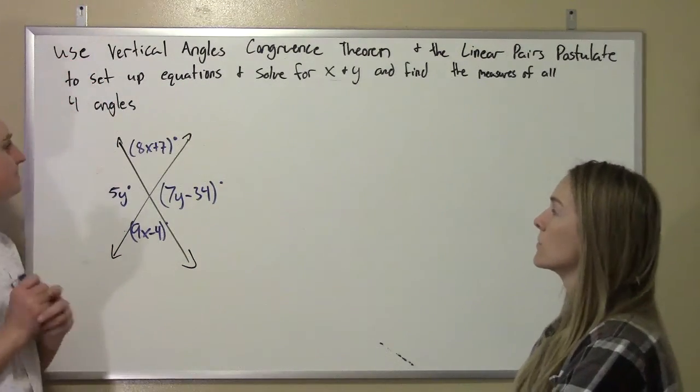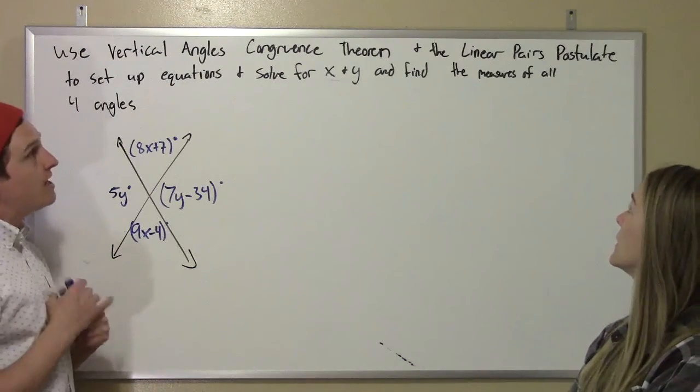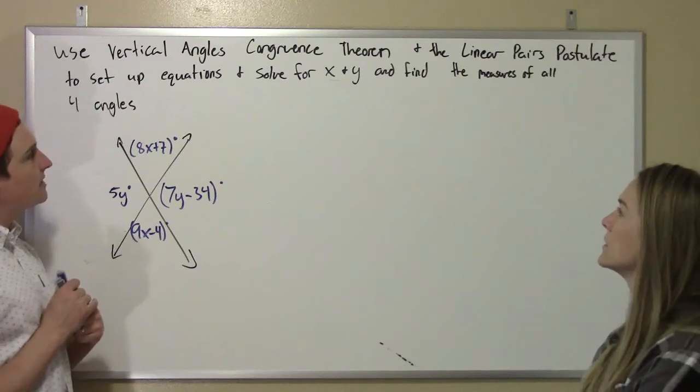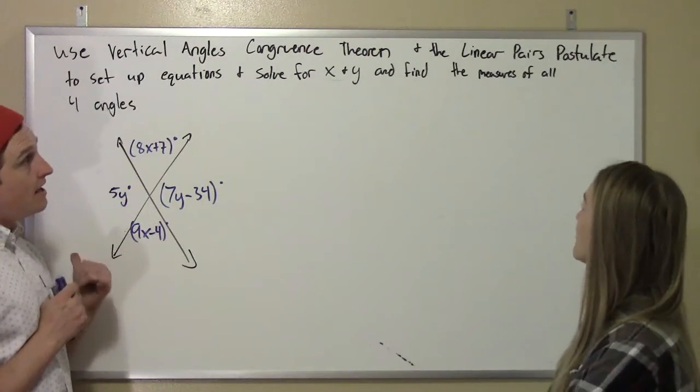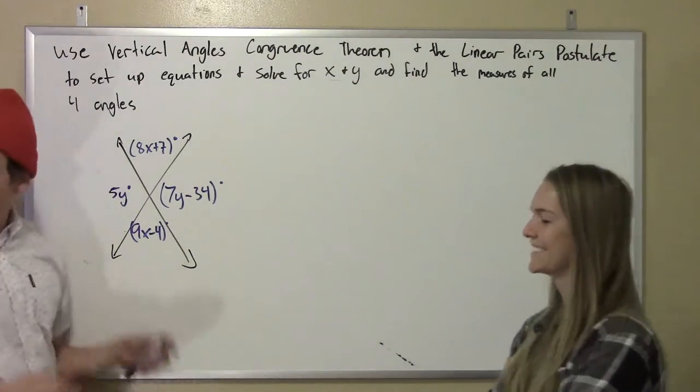Alright, so here's what we're going to do, and with the help of Mrs. Lowry, we are going to use the vertical angles congruence theorem, which we just proved, and the linear pairs postulate to set up equations and solve for x and y, and find the measures of all four angles.